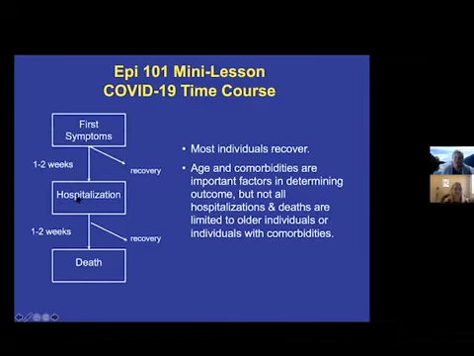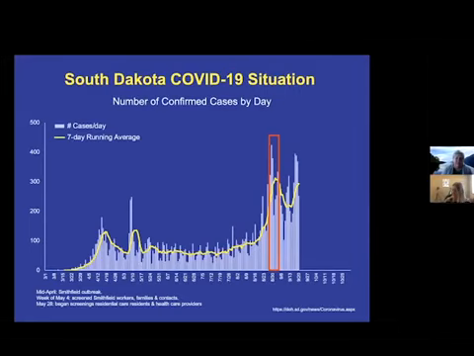1 to 2 weeks later, you usually see an increase in hospitalizations, which is when the people will be hospitalized. And then 1 to 2 weeks after hospitalization, if death occurs, that's typically when it would occur. Now, age and comorbidities are important factors in determining outcomes, but not all hospitalizations and deaths are limited to older people or people with comorbidities. And here's just an example based on the South Dakota data.